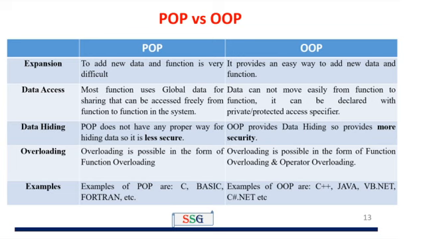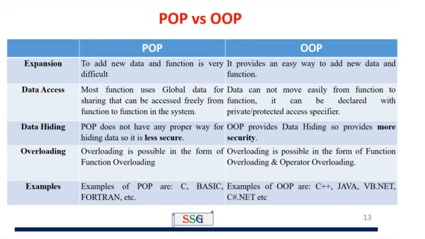Overloading. Overloading is possible in the form of function overloading. That means the same function name is used for more than one function. In OOPS, overloading is possible in the form of function overloading as well as operator overloading. Function overloading means the same function name is used for more than one function. Operator overloading means, for example, all of you know that plus is the addition operator. It performs addition.